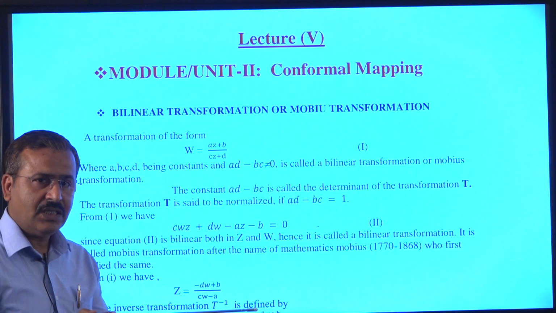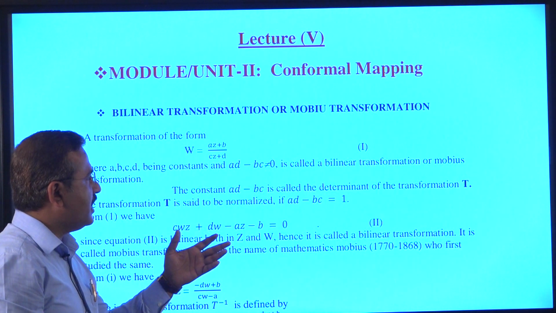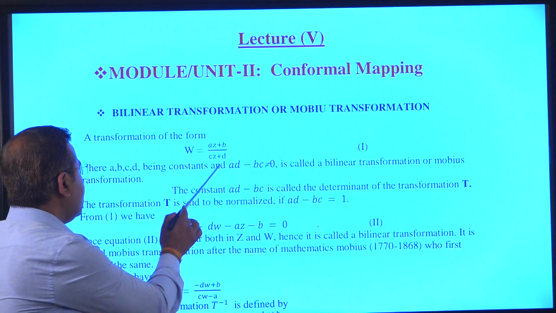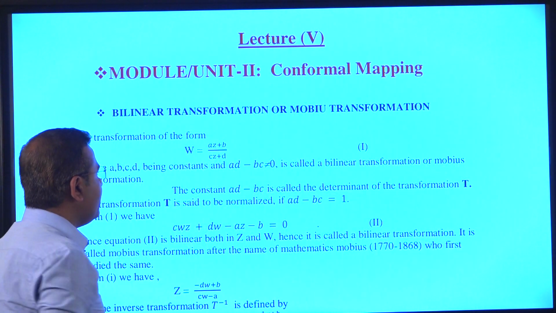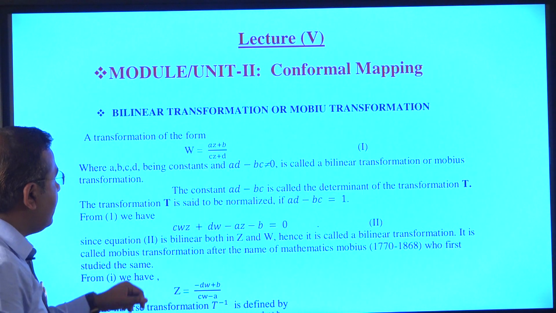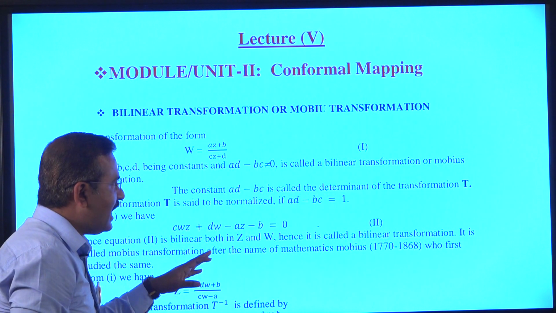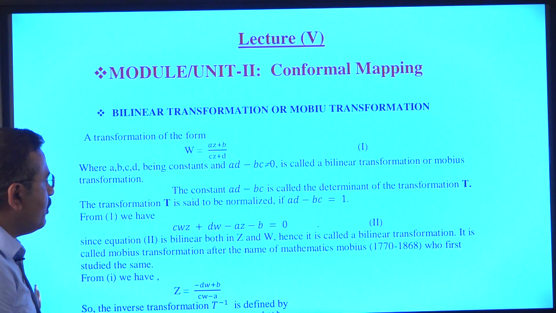So this is another definition of the bilinear transformation: when the result is of the form W equal to (AZ plus B) divided by (CZ plus D) and AD minus BC is not equal to 0, then we can say that the result is a bilinear transformation.